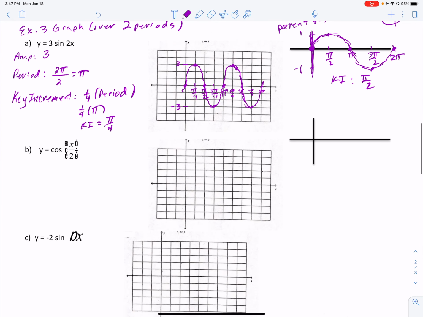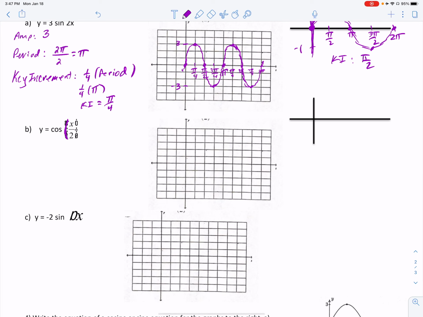All right, the next one is the cosine, and this is just supposed to be parentheses, cosine of x halves.